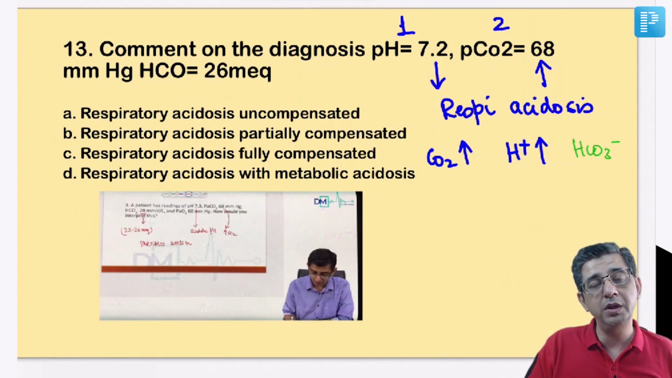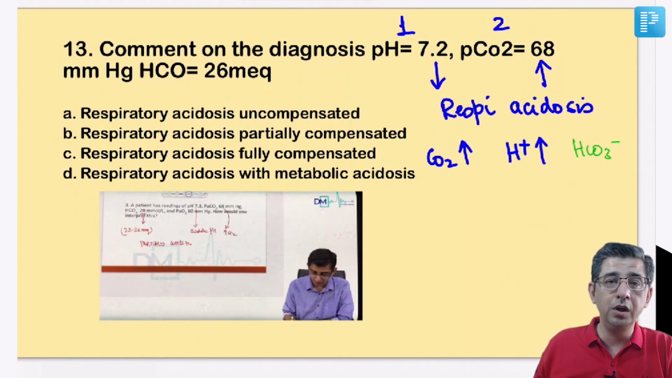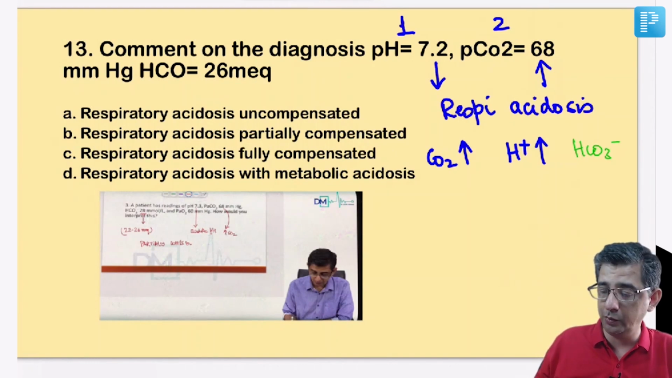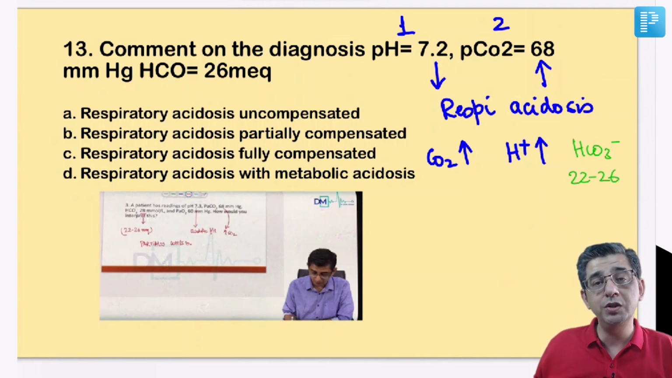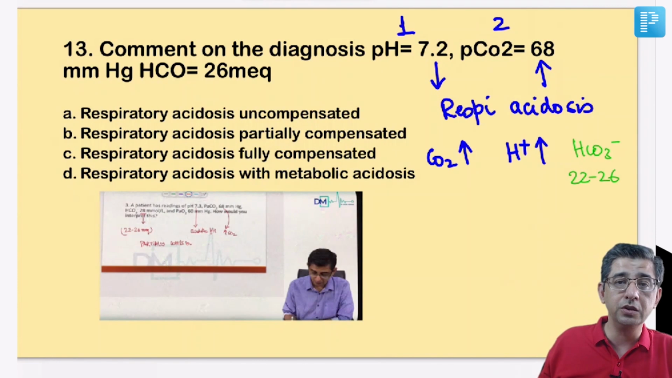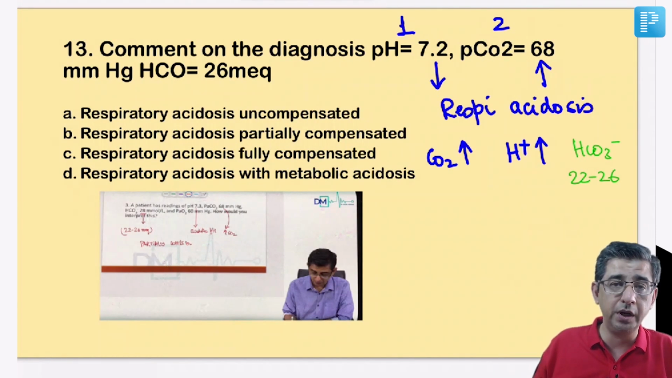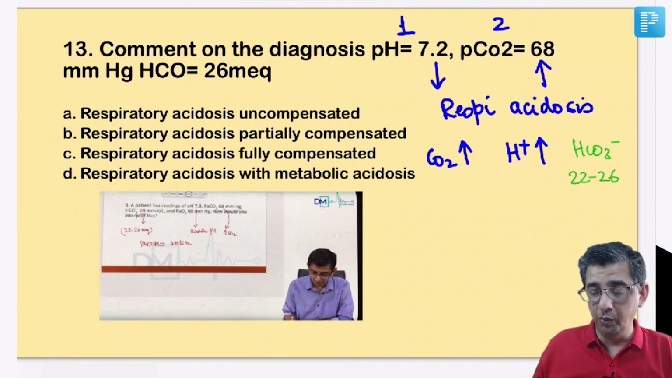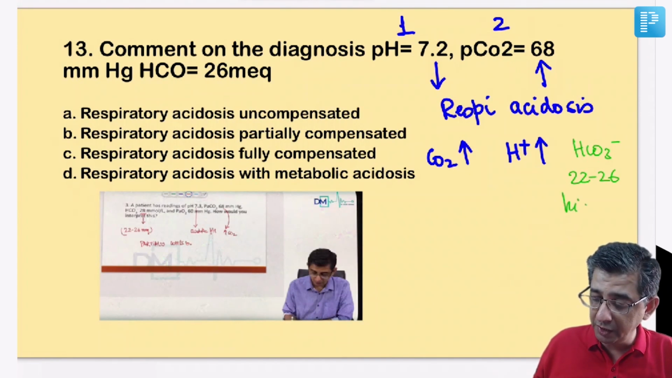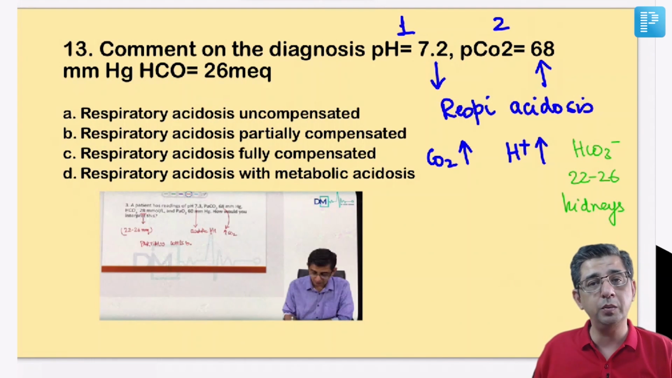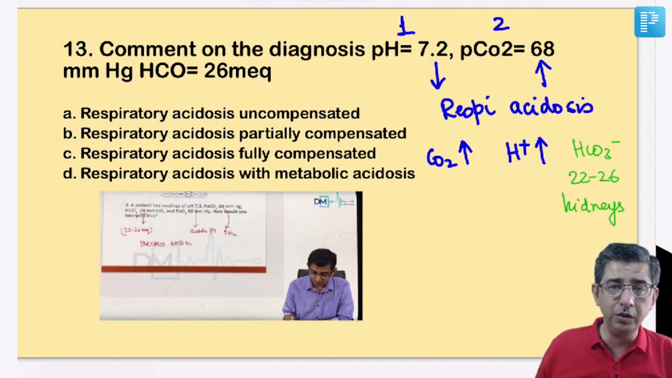If bicarbonate is normal, it will be uncompensated. I repeat the fact once again. The normal bicarbonate value is 22 to 26. If the values given in the question are within this range, we will say compensation has not started, uncompensated. But if the values are higher than this, compensation has kicked in. Thanks to the kidneys, the reabsorption of bicarbonate will increase, and bicarb will neutralize the protons.